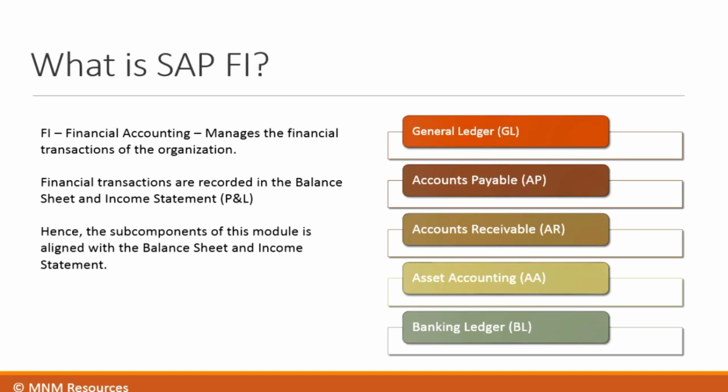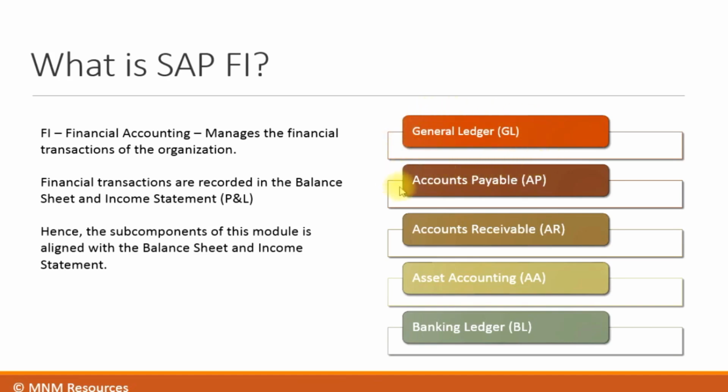Now you will understand in more detail when you look at the subcomponents of the FI module. First is the general ledger. General ledger is where all the financial transactions are happening.